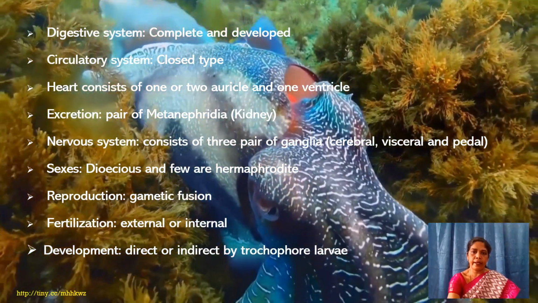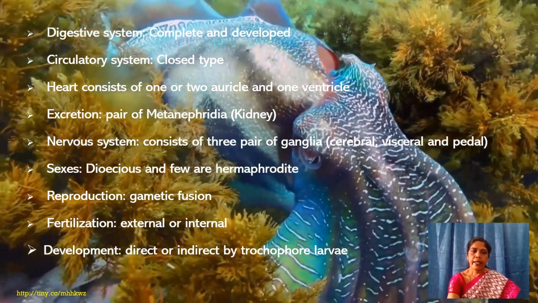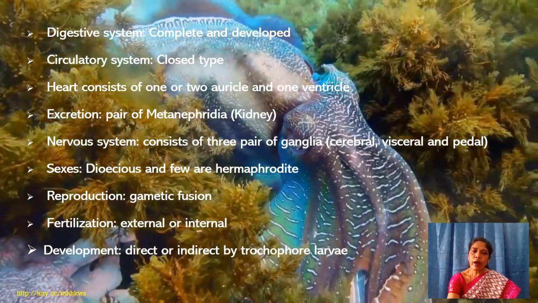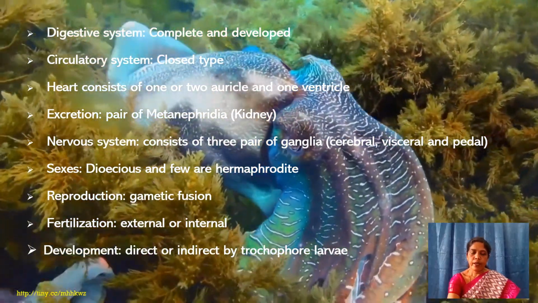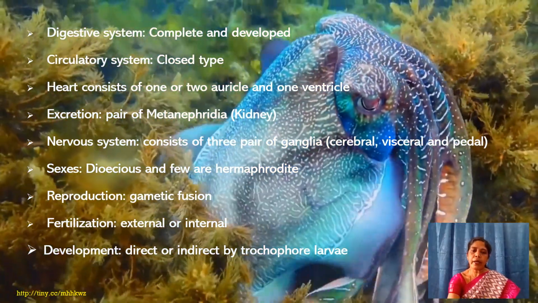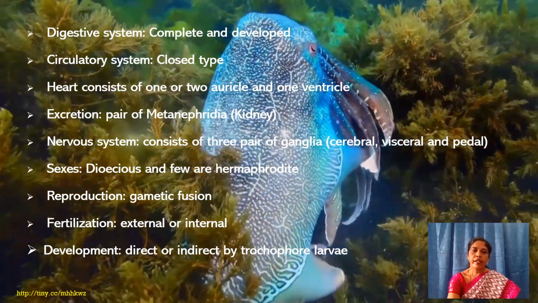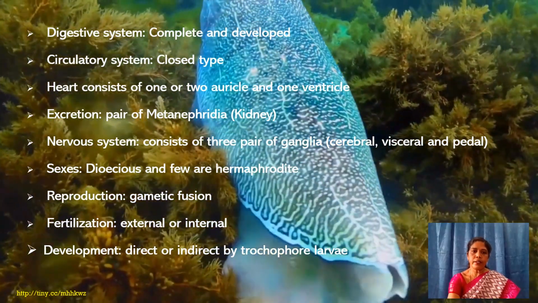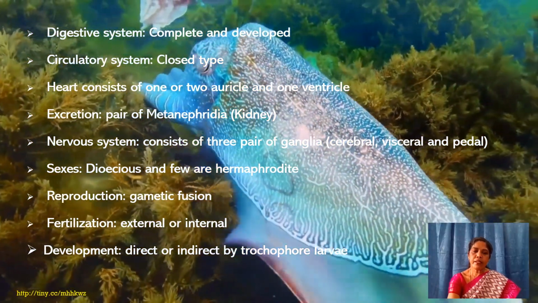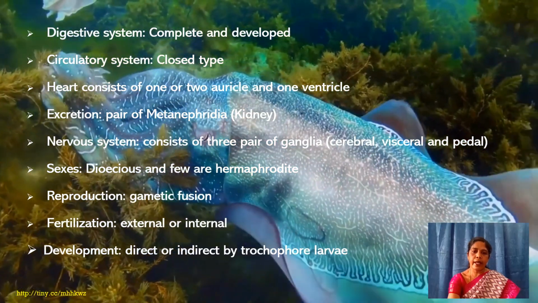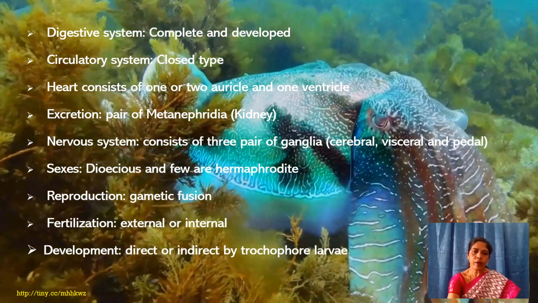and pedal ganglia. They are dioecious, but few are hermaphrodite also. Reproduction happens through gametic fusion. Fertilization can be external or internal. Development is either direct or indirect by trochophore larvae.